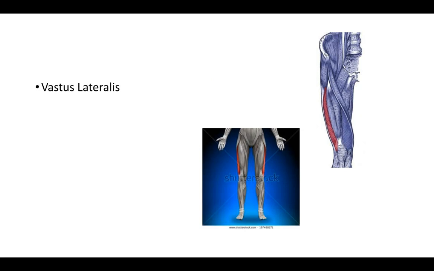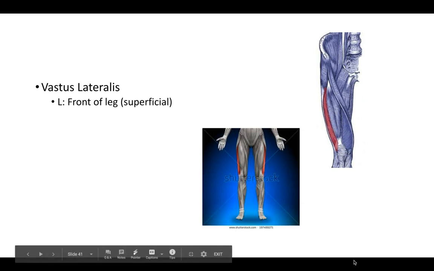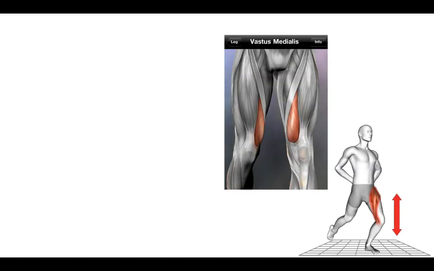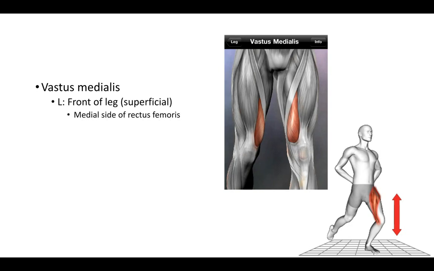If we talk about the lateral, this is the vastus lateralis. So again, it's the front of the leg. It's very superficial. It runs right beside the rectus, but on the lateral side. It is one of our quad muscles. The other vastus is the vastus medialis. It runs on the medial side of your leg. So vastus medialis, superficial, medial to the rectus femoris. Again, our third quad muscle.